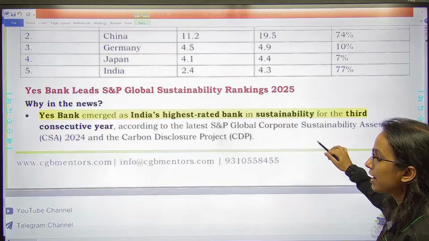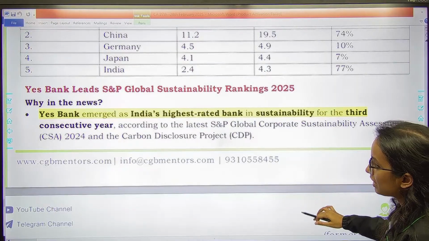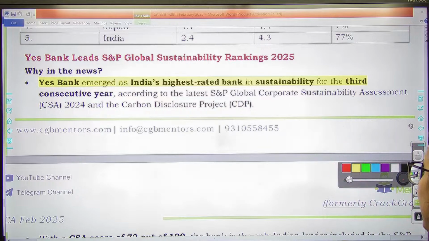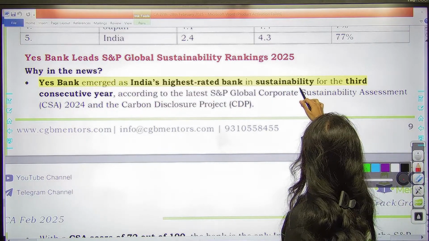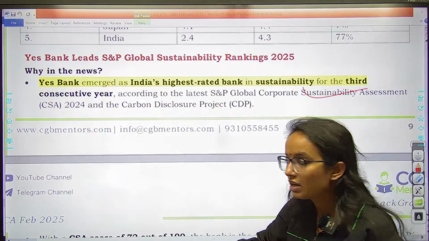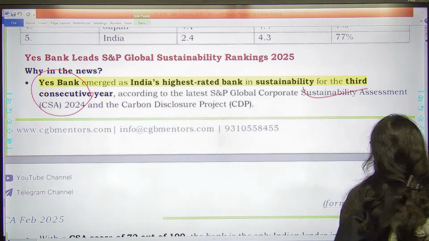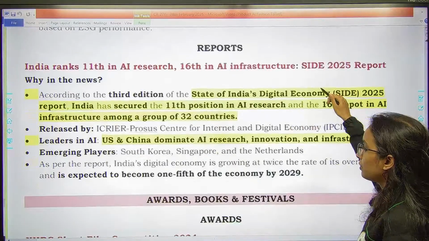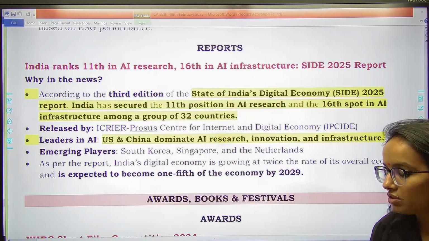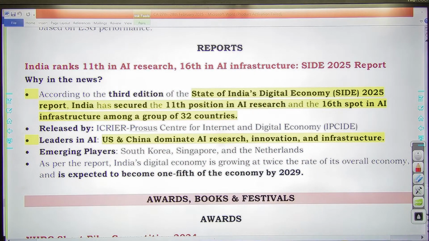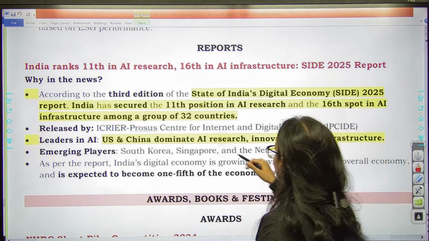Then you have Yes Bank leads S&P Global Sustainability Rankings. Yes, remember that. Yes Bank has emerged as India's highest rated bank in sustainability for third consecutive year. Yes Bank. Sustainability में best performance. Reports में according to third edition of State of India's Digital Economy 2025, India has secured 11th position in AI research.